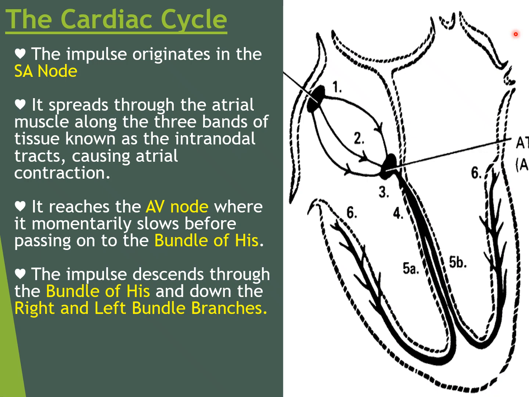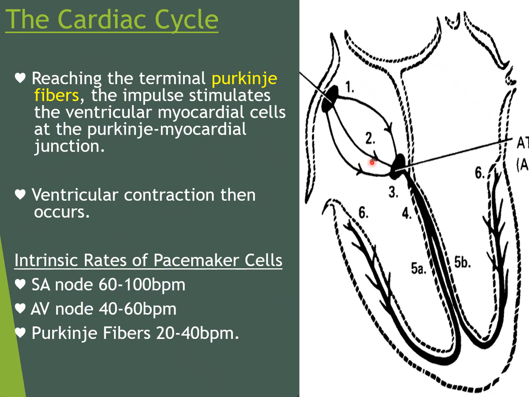Looking at the cardiac cycle, the electrical impulse will originate in the SA node and spread through the atrial muscle along the 3 bands of tissue known as the intranodal tracts, causing atrial contraction. It reaches the AV node, where it momentarily slows before passing on to the bundle of His. The impulse will descend down through the bundle of His and down the right and left bundle branches, reaching the terminal Purkinje fibers.